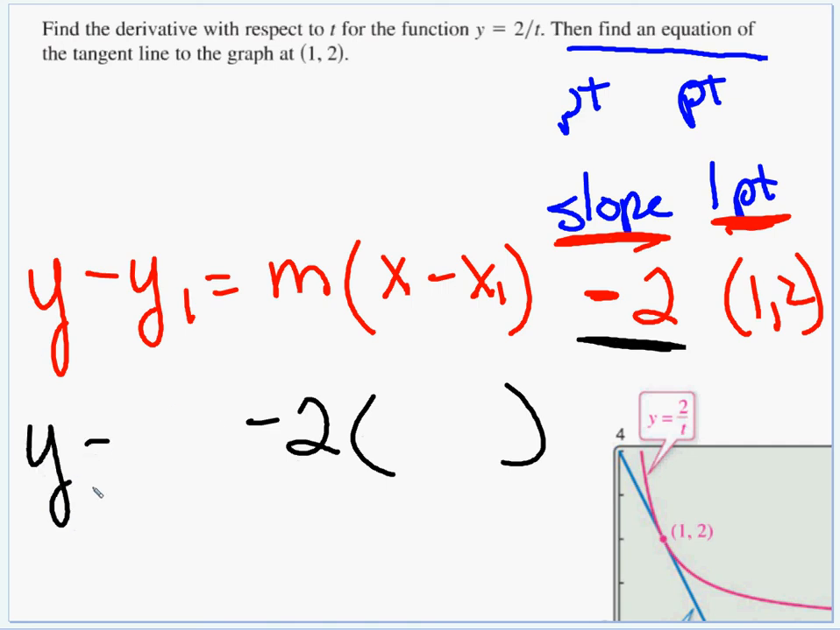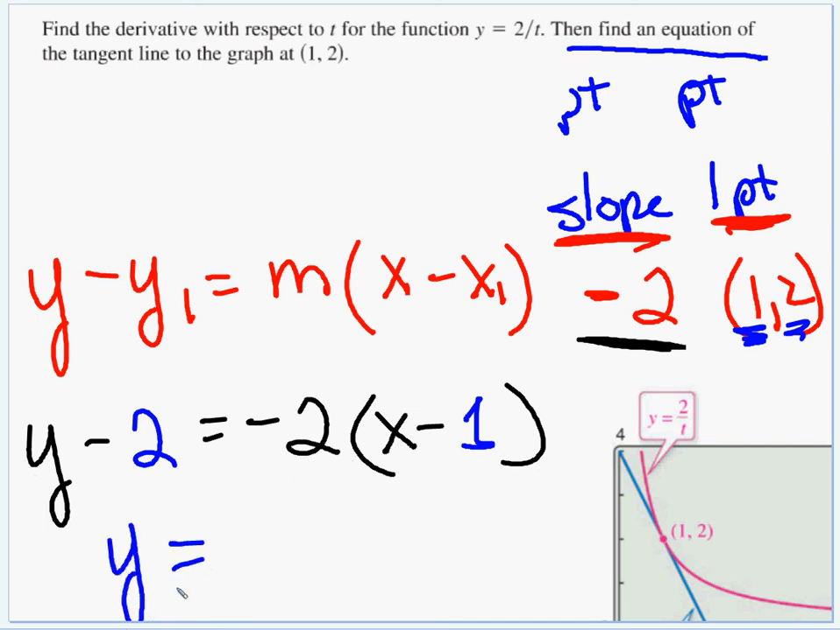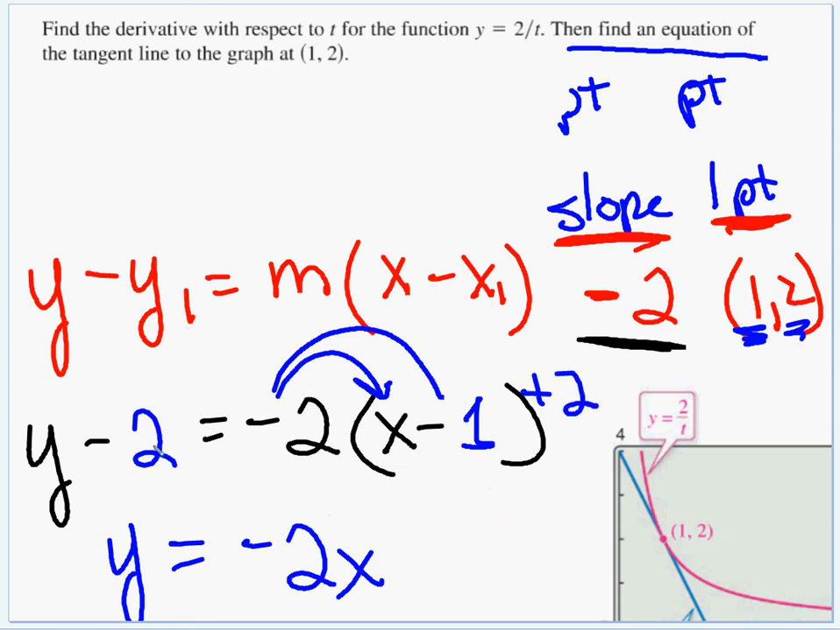We have y minus something. Over here in the parenthesis, x minus something. We plug in our x's and y's. X is 1, y is 2. So y minus 2 equals -2 times x minus 1. Well, we're going to get the y value alone. Here we're going to distribute the -2, so that will be a minus 2x. When we distribute here, that will be a plus 2. But then we're going to add 2 more. So 2 plus 2 is 4. -2x plus 4 is our tangent line equation.